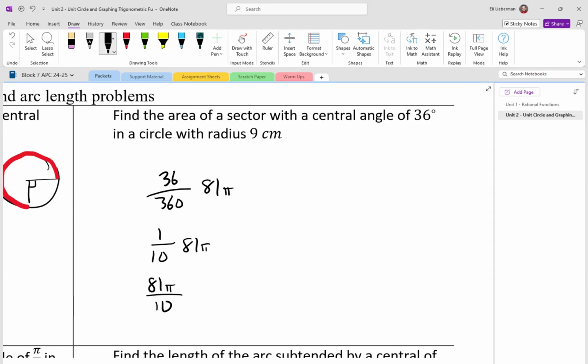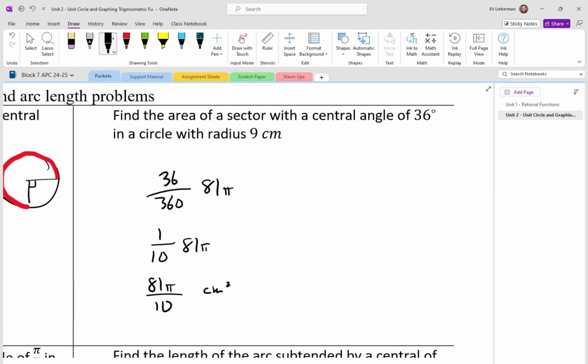Oh, I knew the units, thank you. Square centimeters, can't forget that. Yeah, that could be a deduction on a test, so thank you. And sometimes if you have the wrong answer, just put the units in. Do you want us to simplify that since we're just dividing by 10? Good question. Is this fraction as simple as it could be?